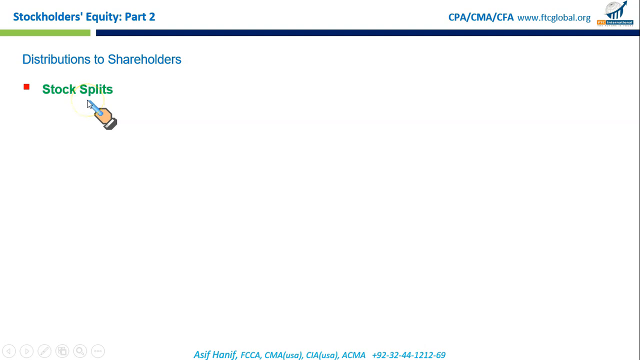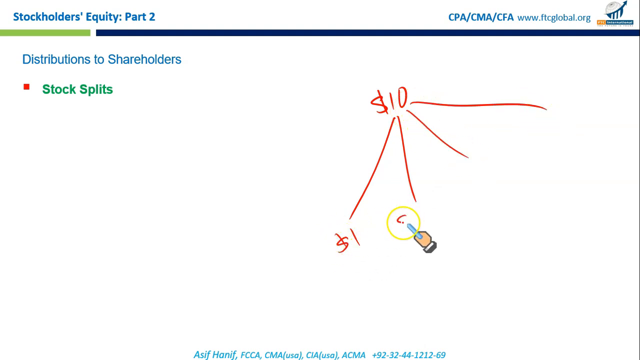Then we have stock splits. What are stock splits? A stock split happens when a company increases the number of its shares by giving more shares to its current shareholders. For example, you have a stock with a par of $10 and the company decides to go for a 10 for 1 split. So now there are going to be 10 new shares with $1 par. This is called a stock split. So what happens? You have got more shares, but the par has reduced.